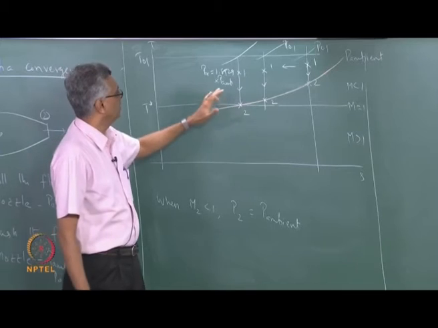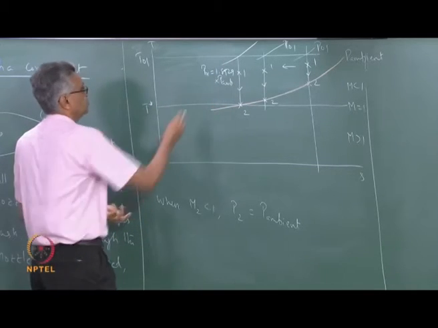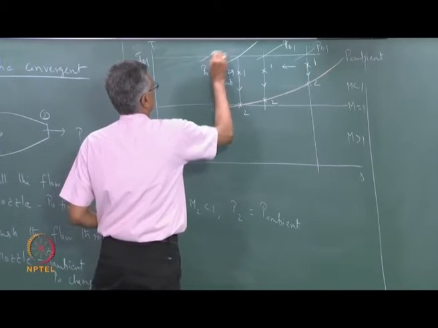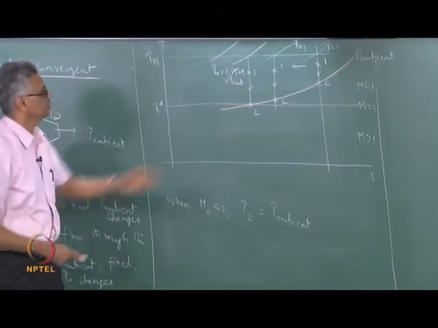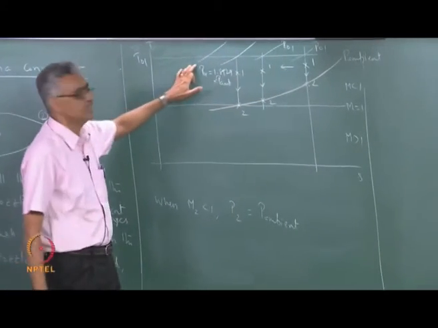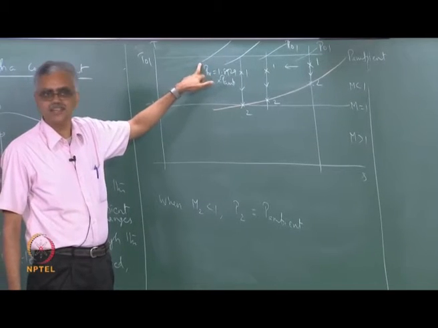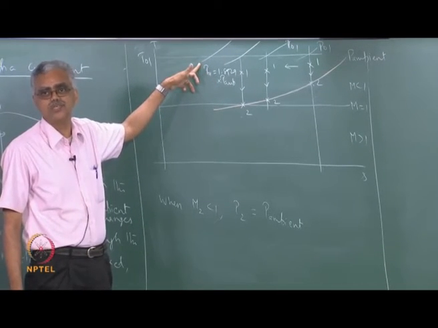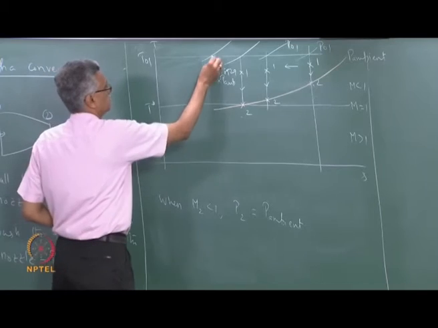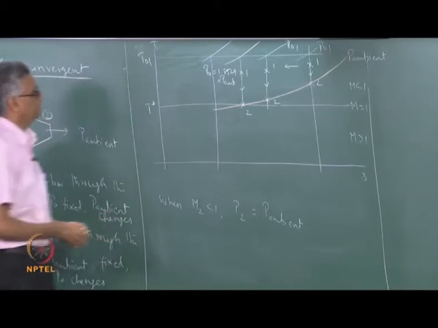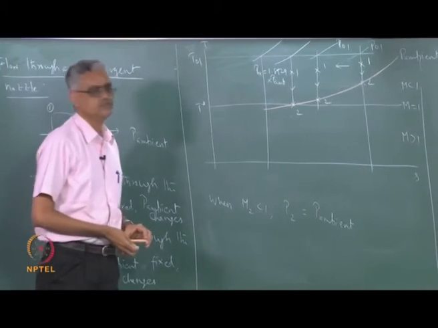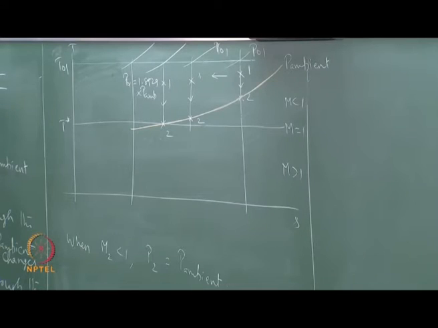Now, what would happen if I increase the stagnation pressure to a value which is let us say even higher than this? We are coming along in this direction, there is nothing that stops me from doing this. I can increase the stagnation pressure here. What would the process line look like in this case?